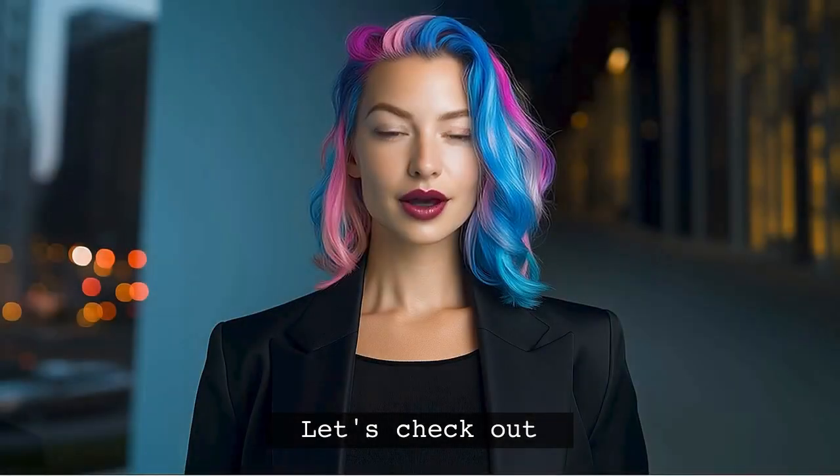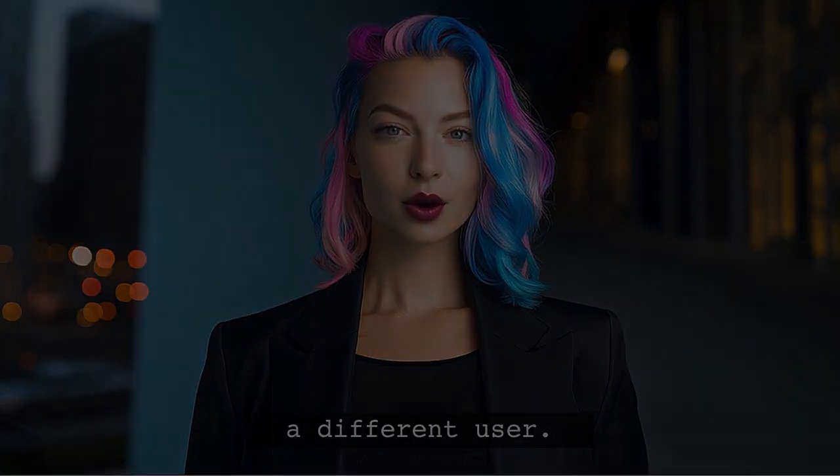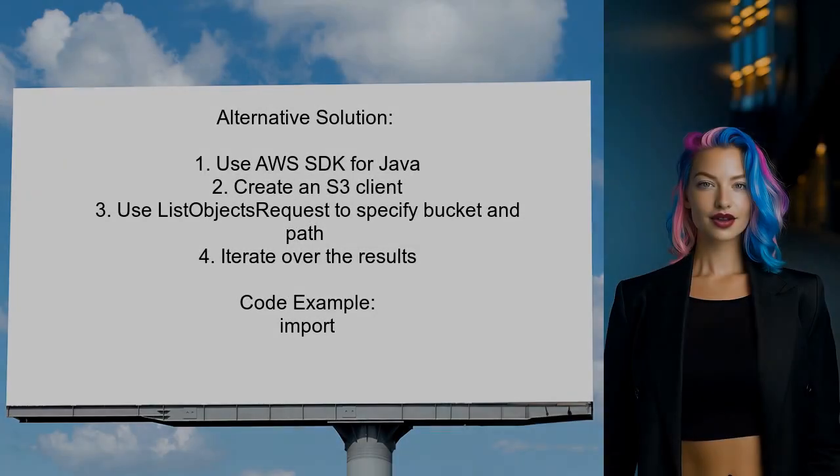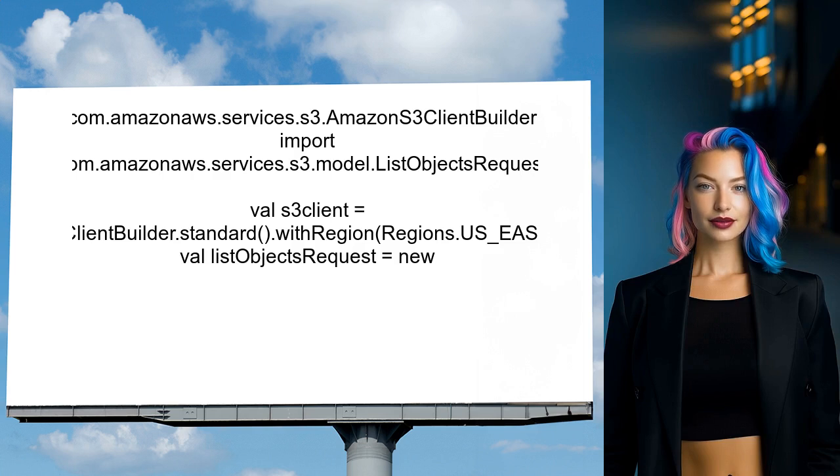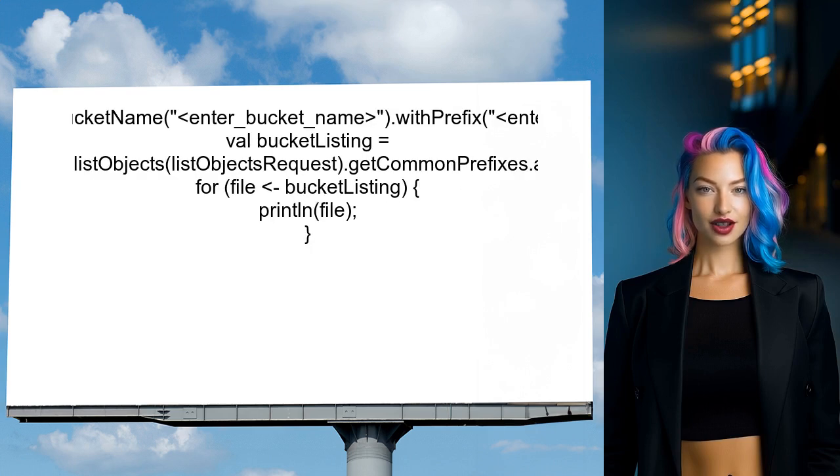Let's check out another perspective from a different user. An alternative approach provided by another user involves using the AWS SDK for Java. They suggest creating an S3 client and using a list objects request to retrieve all objects in the bucket. This method allows you to specify the bucket name and path and then iterate over the results to print each file.